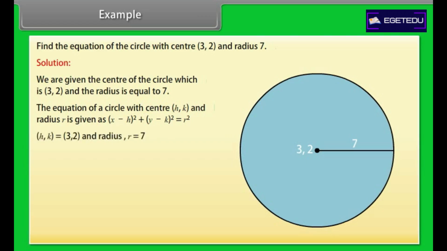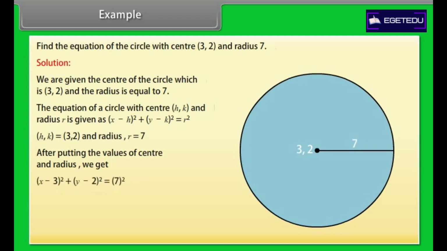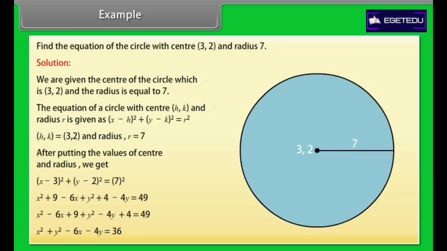h and k are equal to 3 and 2, and radius r is equal to 7. After putting the values of center and radius, we get (x - 3) whole square plus (y - 2) whole square is equal to 7 square. By calculating it, we get x^2 + y^2 - 6x - 4y = 36.